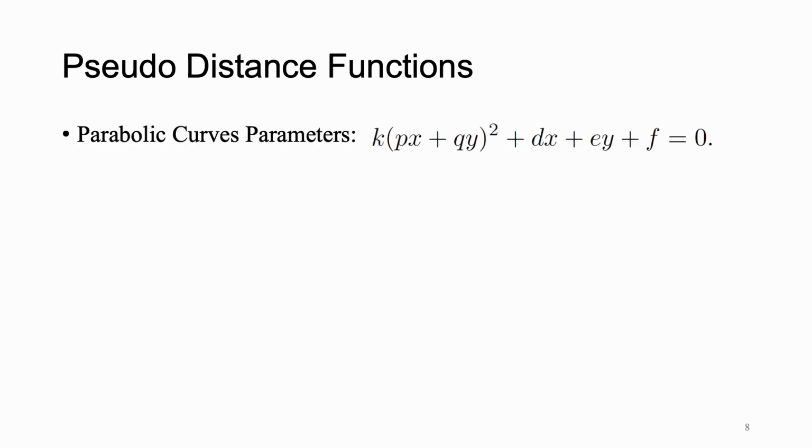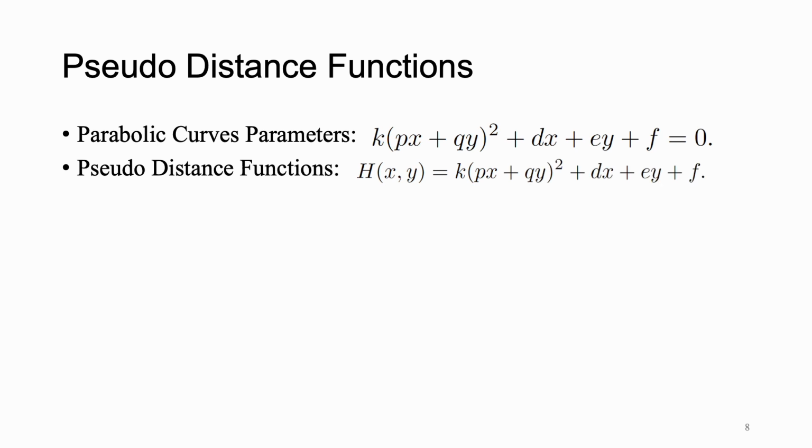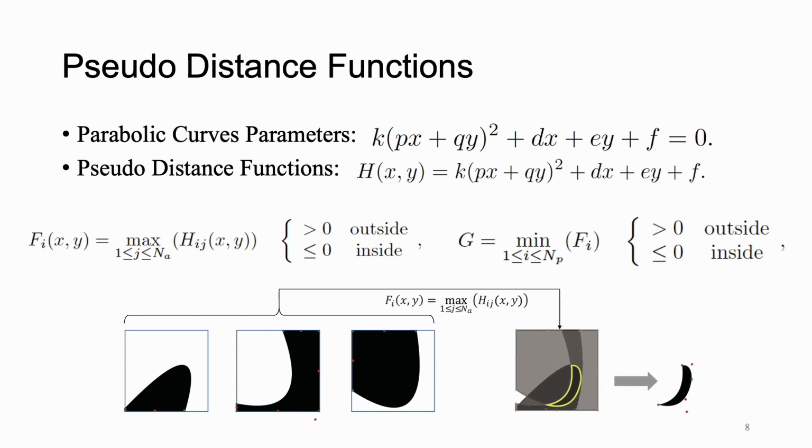Our model aims to generate a set of parabolic curves which are defined by k, p, q, d, e, and f. We propose a pseudo-distance function of a sampling point to a parabolic curve like this. Then we need to compute the intersection of N_A areas to get a shape primitive F_i, and we get a proposed pseudo-distance field G.